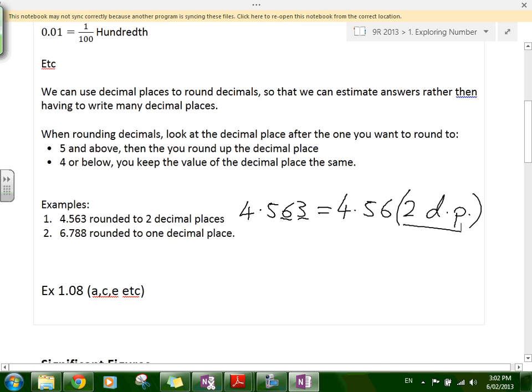All right, so this one, you look at the second decimal place to start with.